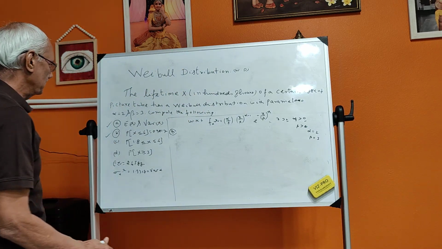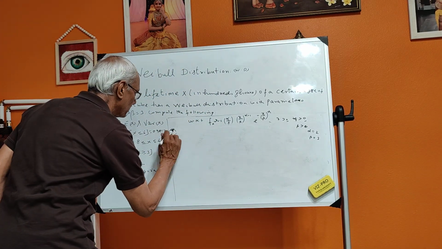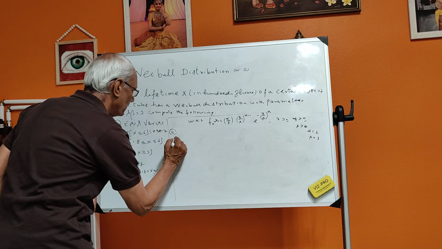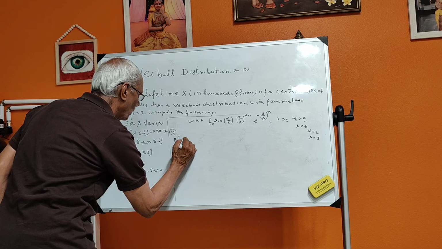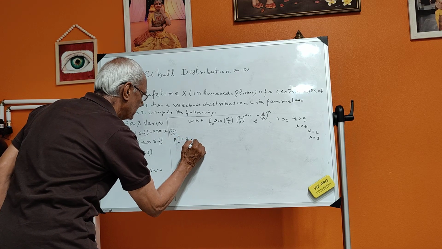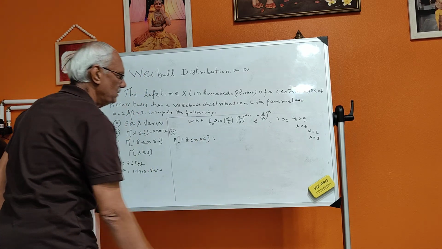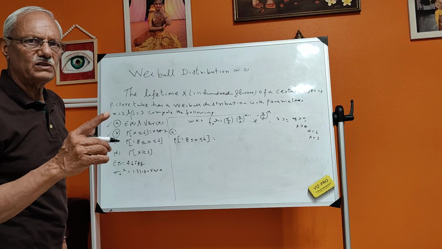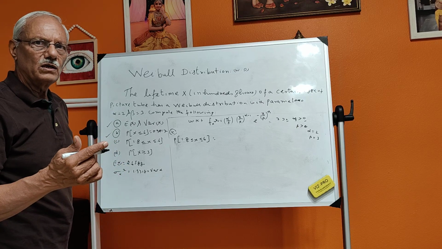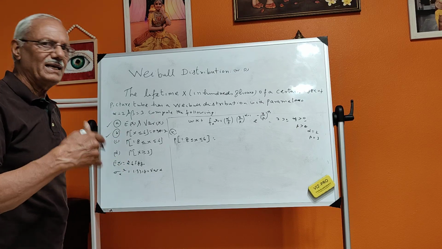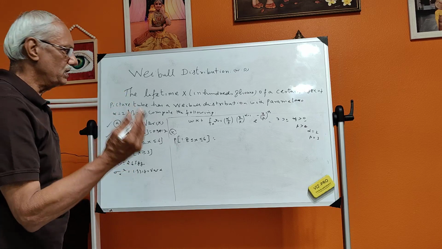What is your question number C? Question number C is P of 1.8 less than or equal to x less than or equal to 6. So this will be equal to, you can do it in many ways. You can find the cumulative distribution function and then do the problem, or you can straight away do.